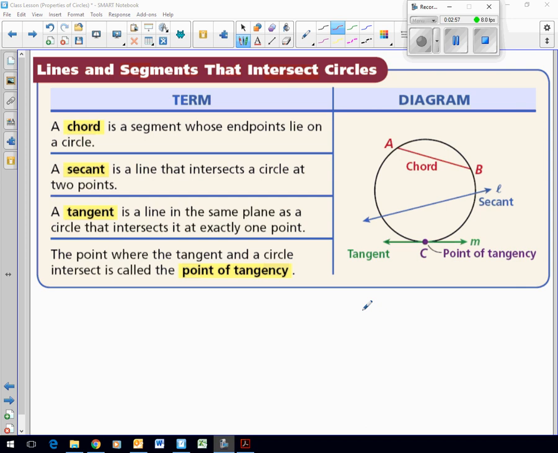A tangent is a line in the same plane as a circle that intersects it at exactly 1 point. It just nicks the rim. And that point where it hits is called the point of tangency. Are you with me?